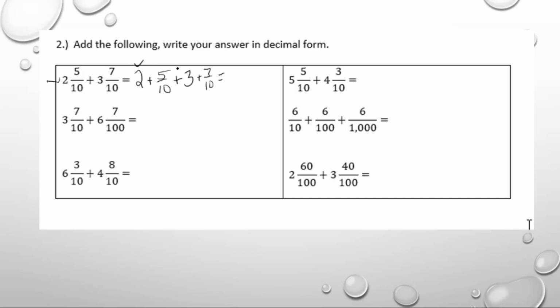So I can just add the whole numbers because the order in which you add doesn't make any difference. So I get 5, and if I have 5 of these and 7 of these, I get 12 of these. Now 12/10 is more than 1, right? So I can regroup. 12/10 is really 1, 10/10, and 2/10 left over. So I can make this 6 and 2/10. And you want to regroup. You don't want to leave an improper fraction as a remainder.